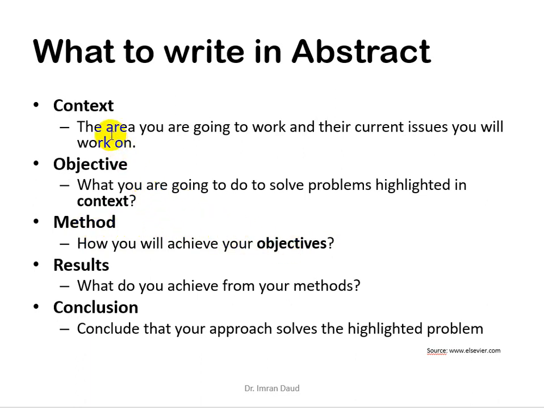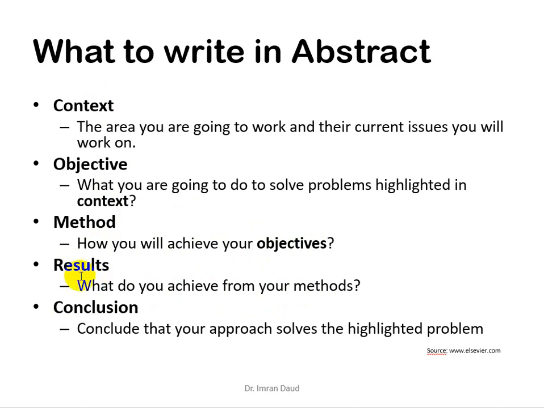As you can see, there is a coherency between all these different parts. First, the context. The context will have some issues, and you define your objective about the context. As you can see, the problem is highlighted in the context. Then you have the method. The method is based on your objective. So there is a coherency in all these sections. Then at the end, the results. What do you achieve from your methods? You will draw the conclusion that your method is outperforming.